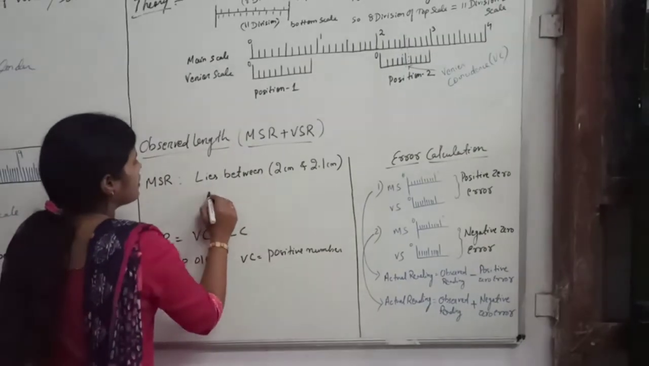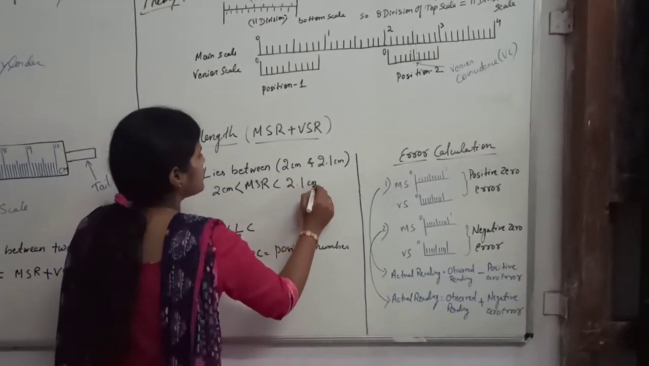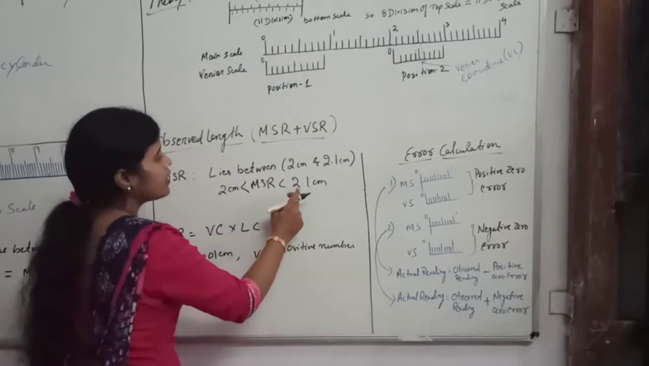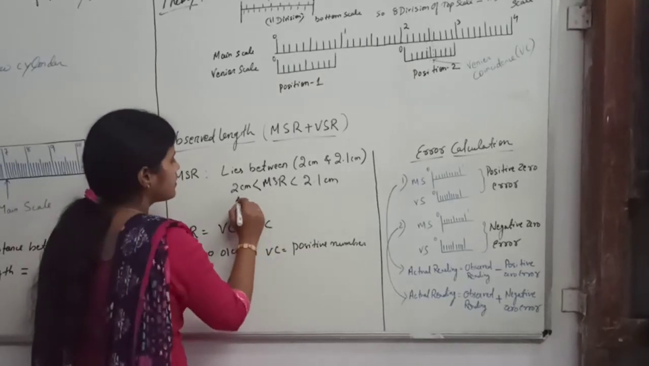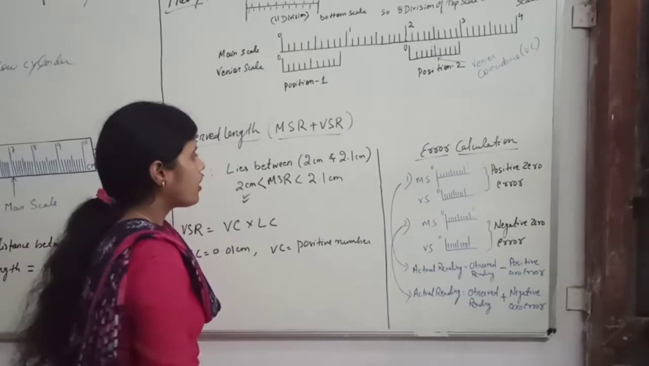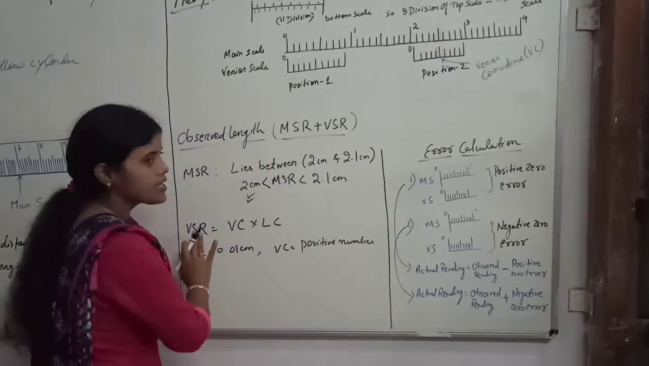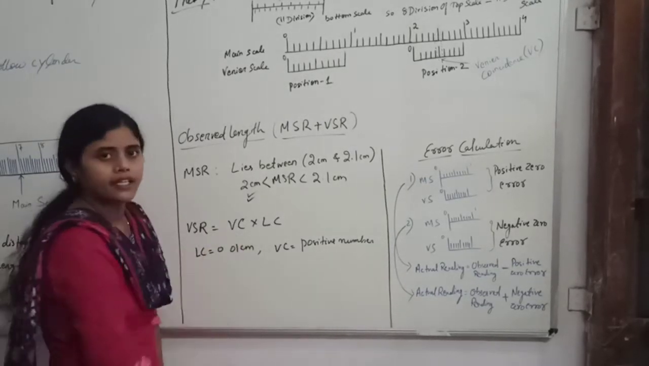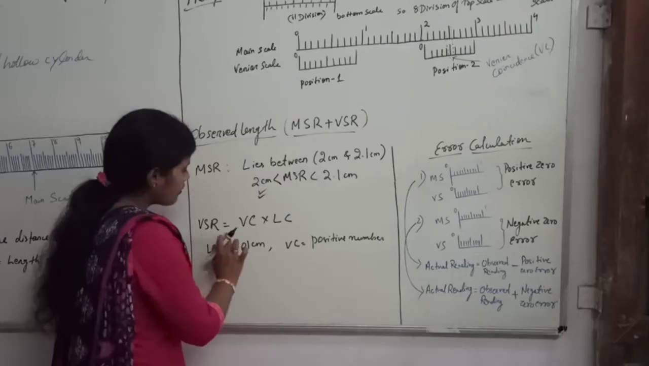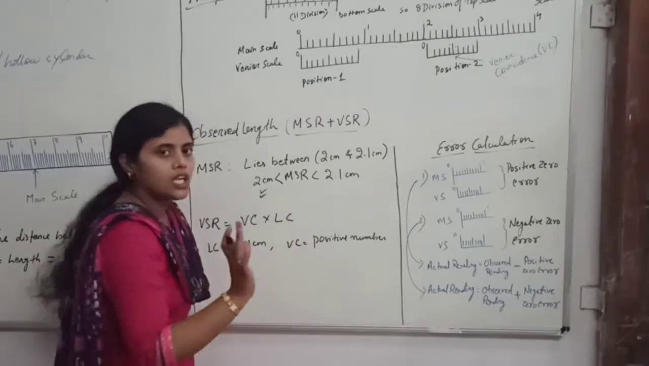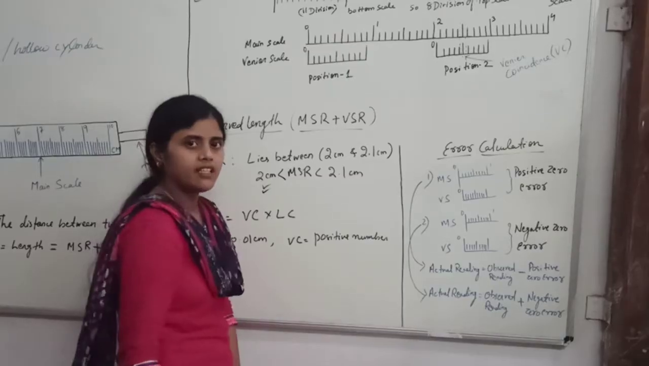Here, the main scale reading lies between 2 centimeter and 2.1 centimeter. When you see this type of situation, you always consider the smallest one, because this gap will be calculated by the vernier scale in the vernier scale reading, which we will talk about later. So now you understood how to find the main scale reading.